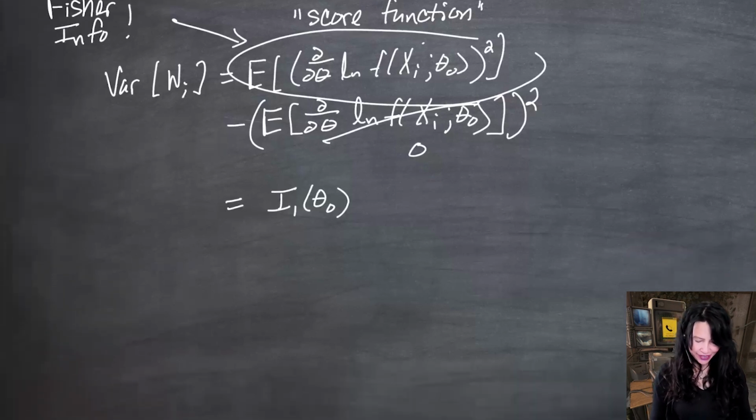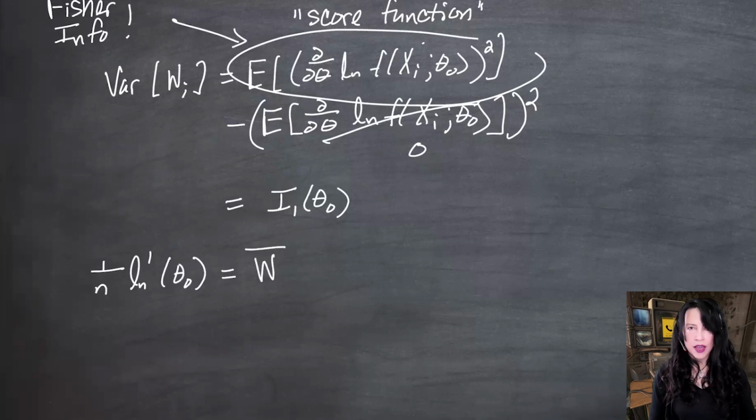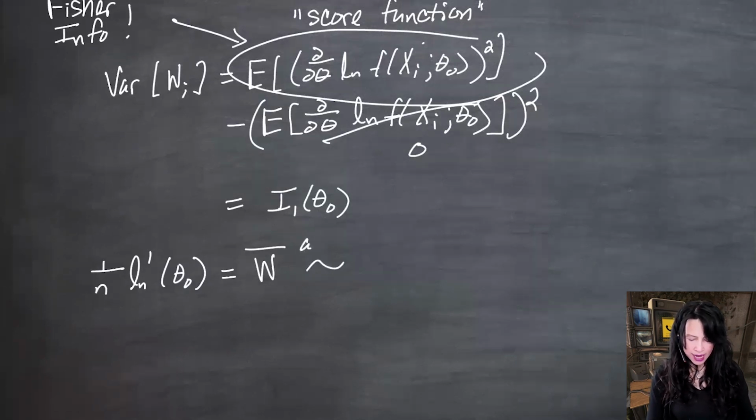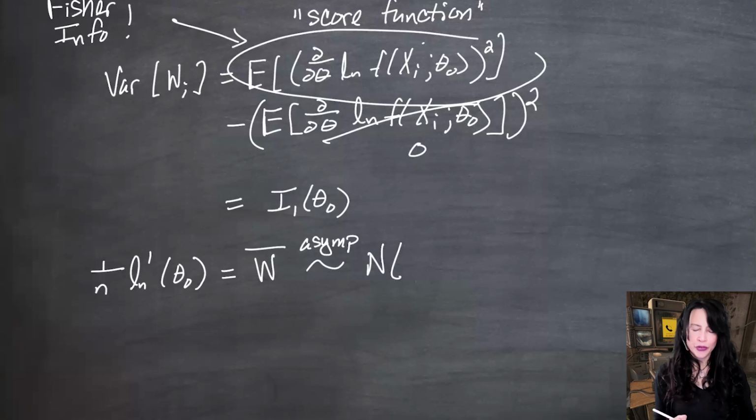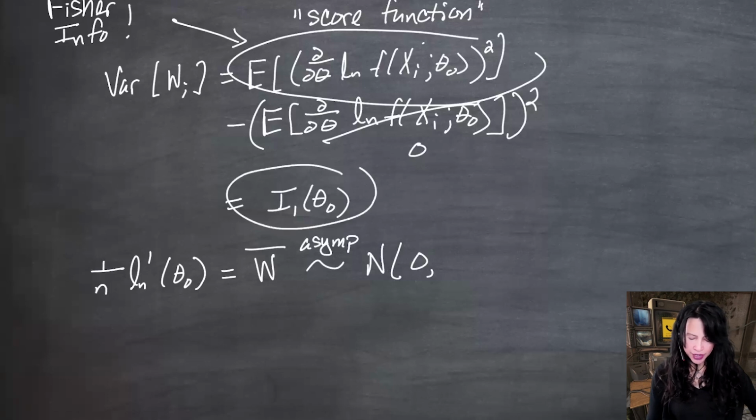Okay, let me try to recap that. We had 1 over n times the log likelihood derivative at theta naught. We wrote it as a W bar, and we're trying to apply the central limit theorem. And so this is asymptotically normal. The mean in the asymptotic distribution is the mean of one of the W's, and we figured out that that was 0. And the variance is the variance of one of them over n. Remember, like sigma squared over n. And we just showed that this is the variance for one of them. So I1 of theta naught over n.